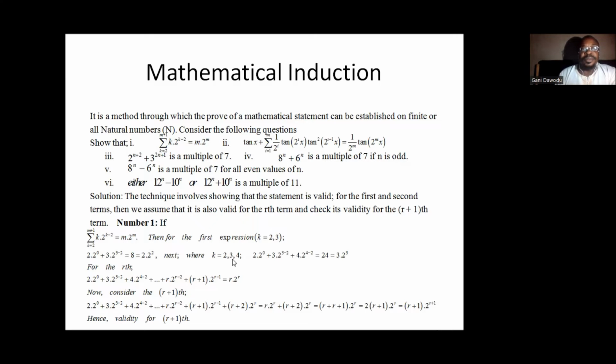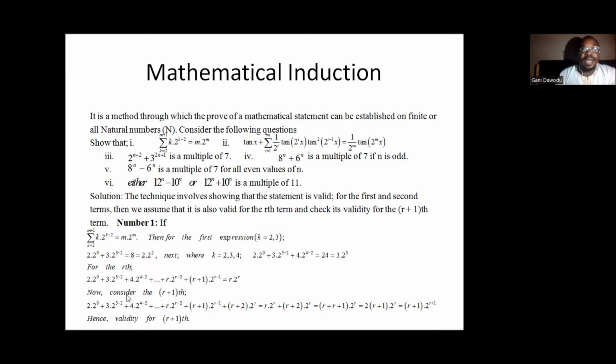Again, when k equals 2, 3, 4, it has done an increment. The sum is 24. And from the right-hand side, it is also 3 times 2 raised to power 3, which is equal to 24. Now, we assume it is true for the r case, and if it's true for the r case, this equation will be valid.